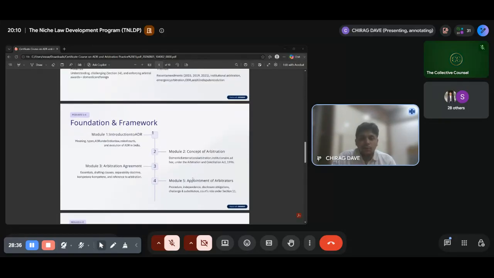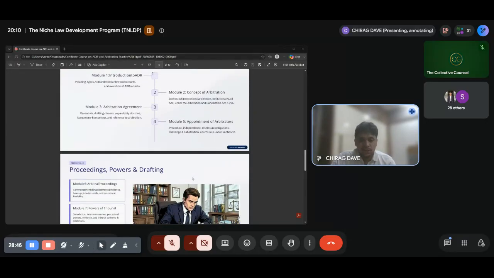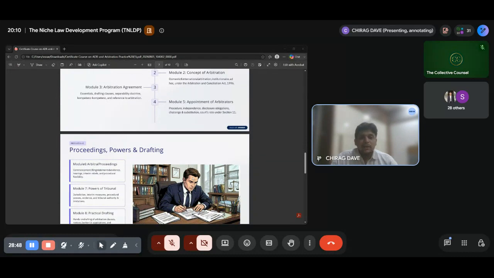Next, module 5 will talk about the appointment of the arbitrator: what the procedure is, how to appoint, substitution of the arbitrator, and the role or interference of the court when it comes to such proceedings. The next module talks about arbitral proceedings: commencement, filing of the statement of claims, evidence, statement of defense, interim applications, and orders which are passed.